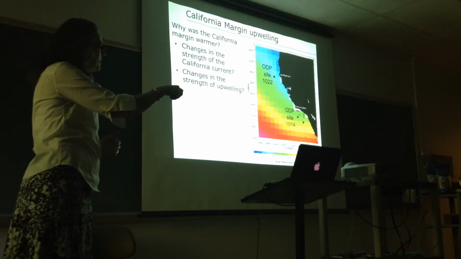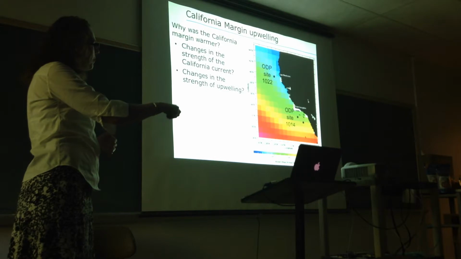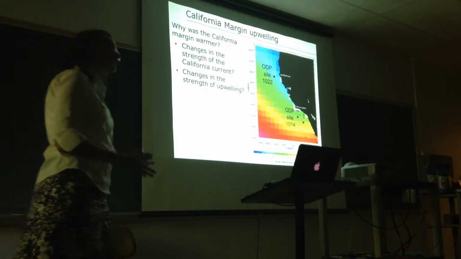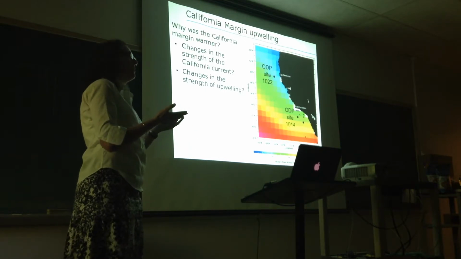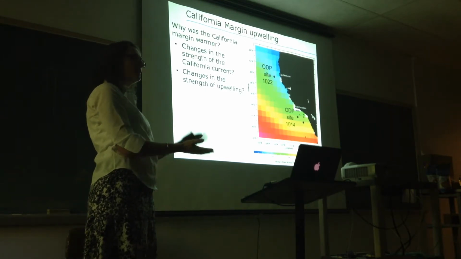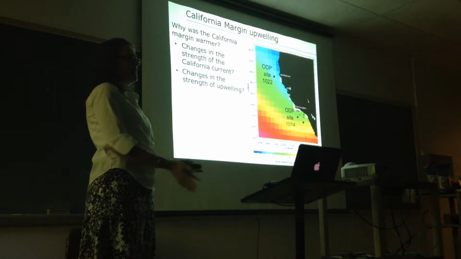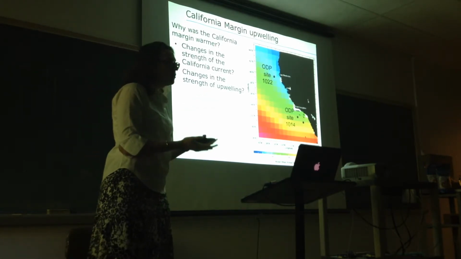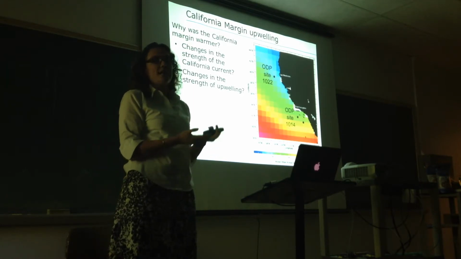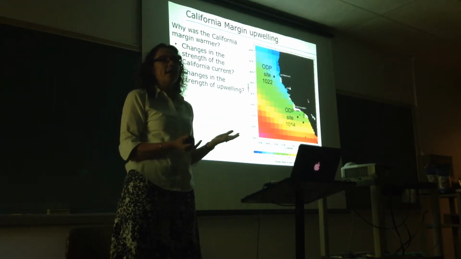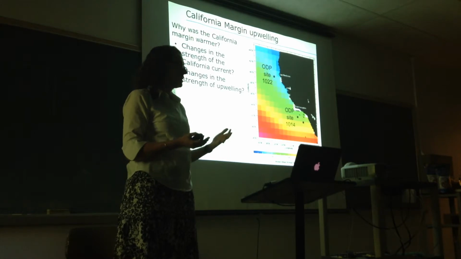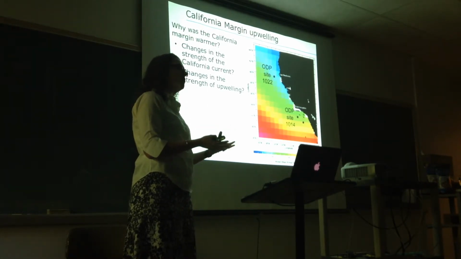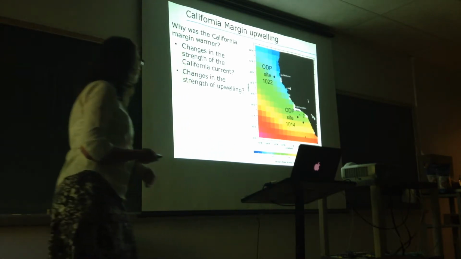The winds here tend to blow from north to south. That pushes water offshore because of the Coriolis effect, and that draws water from the subsurface up to the top. Not from the deep, deep ocean, but from around 300 meters or so. That water is colder, but it's also nutrient rich. The reason California is such a biologically productive region is because of this upwelling, bringing up cold water that has a lot of nutrients in it.